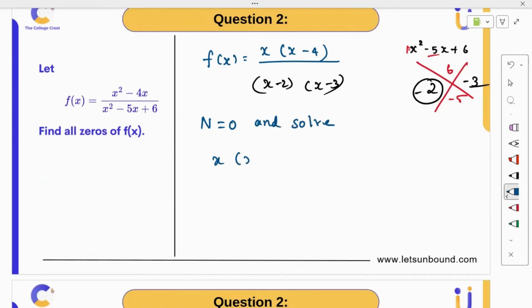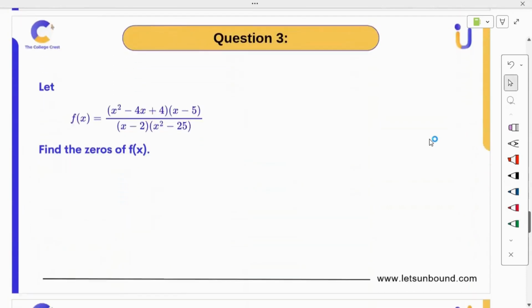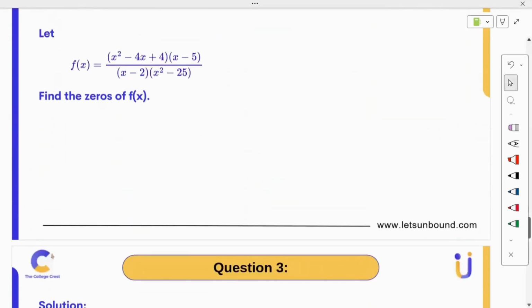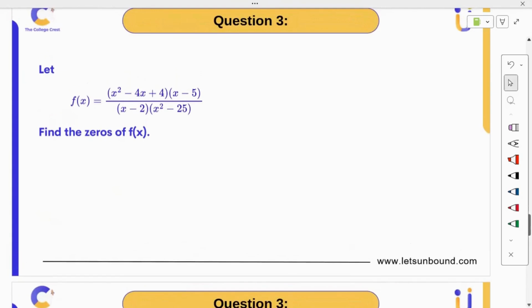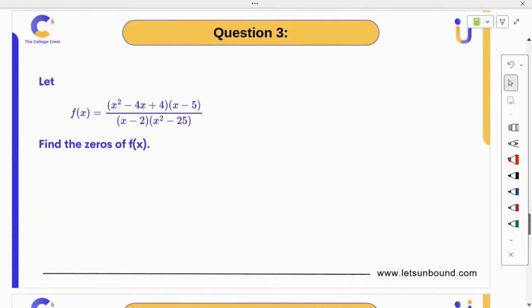So I got x into x minus 4 equals 0. This implies x is 0 and 4. So the zeros of f of x are 0 and 4. Simple question. Now the third problem, with little more complicated expressions. The polynomials are complicated. f of x is this, find the zeros of f of x.